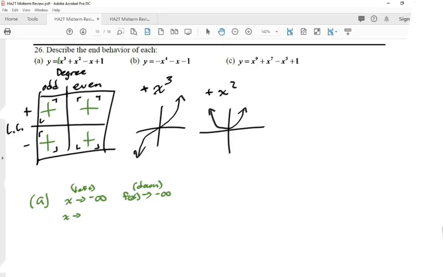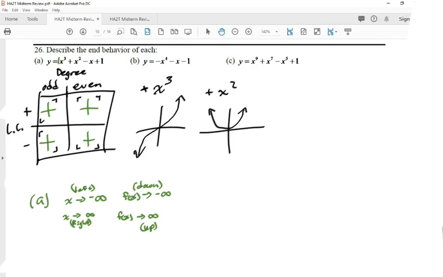Okay, and the right side of the graph would be positive infinity. This is right. This means right. And then f of x is going up. So we're going to say we're approaching positive infinity.